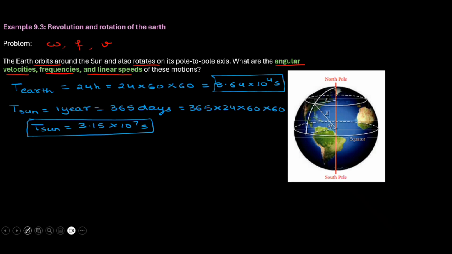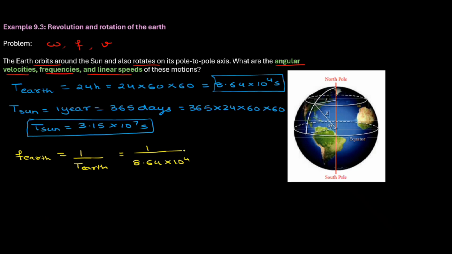Once I have the time values, now I can calculate the frequency. The frequency of rotation of the Earth, I will write f Earth, will be equal to 1 over the time it takes for the Earth to complete one rotation. That will be equal to 1 over 8.64 times 10 to the power 4. And that gives me the frequency as 1.16 times 10 to the power negative 5 hertz. So this is the frequency of rotation.